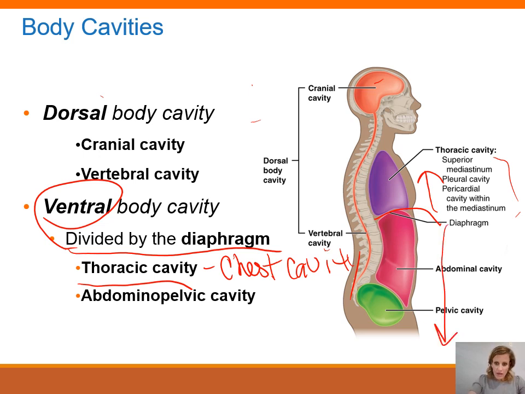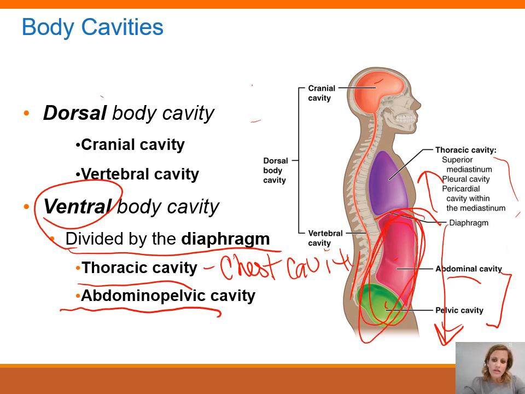Below the diaphragm is referred to as the abdominopelvic cavity. In the picture here, you see two subdivisions or two parts of the abdominopelvic cavity. The top of it is the abdominal cavity. That's what you see in pink. The bottom is the pelvic cavity. That's what you see in green. But the whole area together, right, all of this that's below the diaphragm is altogether called the abdominopelvic cavity. And you see where the name comes from, right? Abdominopelvic, because it's abdominal and pelvic.